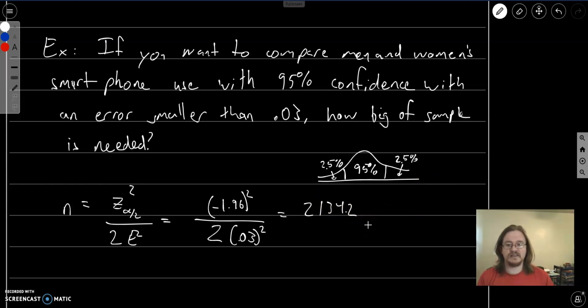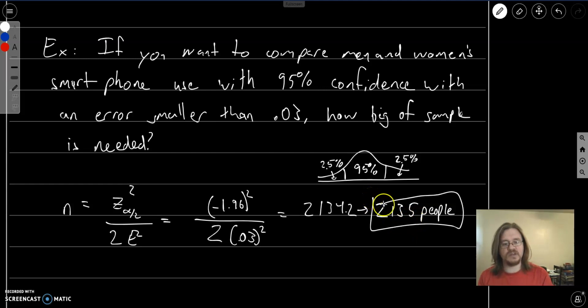But it's kind of hard to ask. So if we're comparing men's and women's smartphone use, we're asking people about their smartphone use, and it's hard to ask 0.2 people about their smartphone use. So we'll err on the side of caution, and we'll ask 2,135 people, as in 2,135 men and 2,135 women. We don't want to go under this number because that won't be enough. We will round up and ensure that we have asked enough people, and that's where I'll stop.